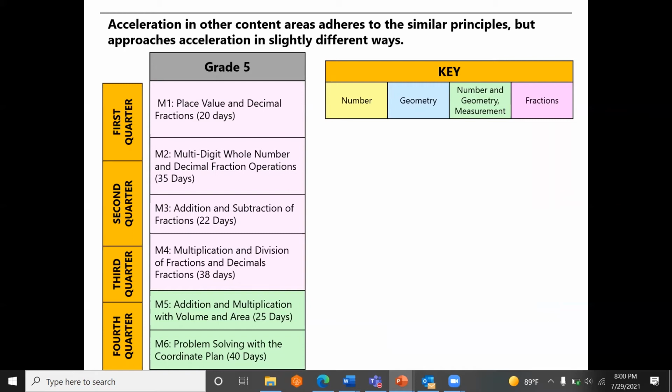Acceleration in math demands a concentration on understanding the marriage between the major work of the grade and the supporting work of the grade for each of the grades, along with the prerequisite skills and concepts. An accelerated minded teacher would look at the grade level content that they have to cover and then consider what prior knowledge and understanding the students might need and what the teacher might need to explore.